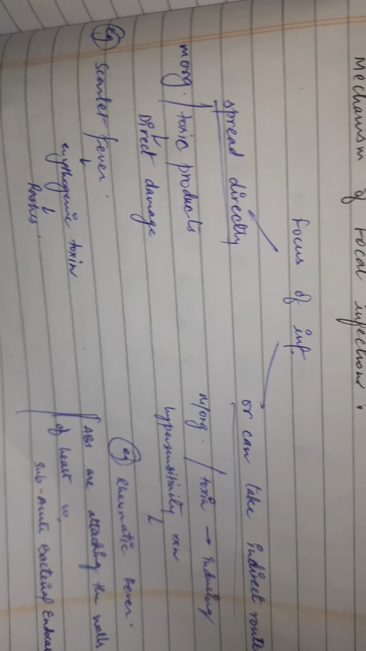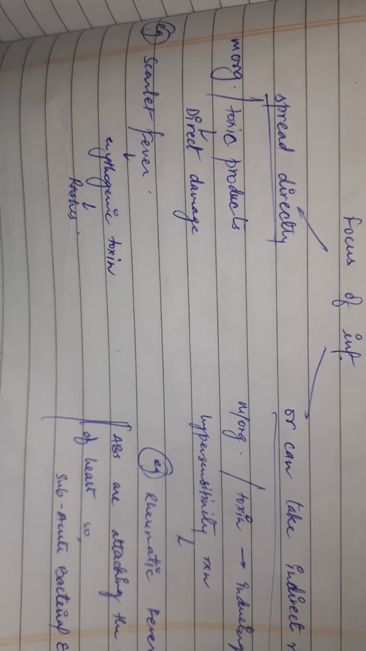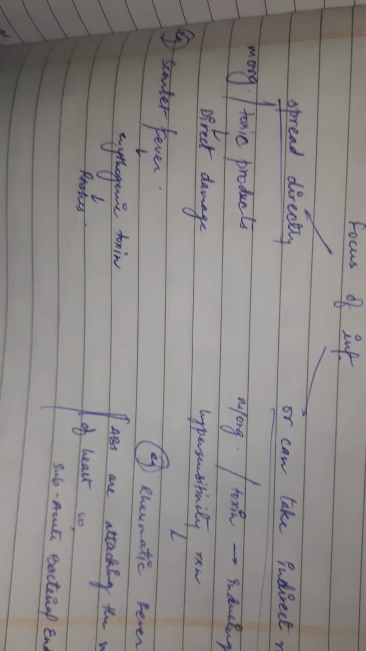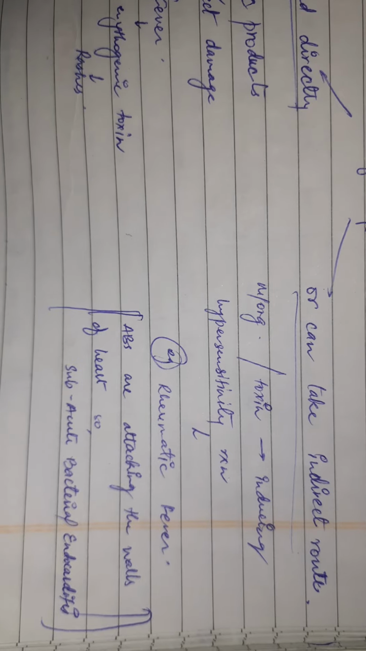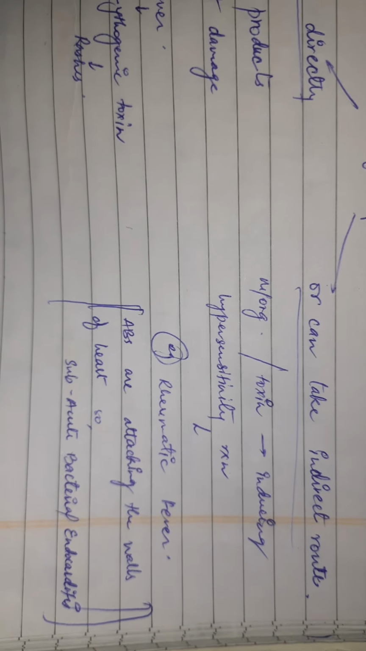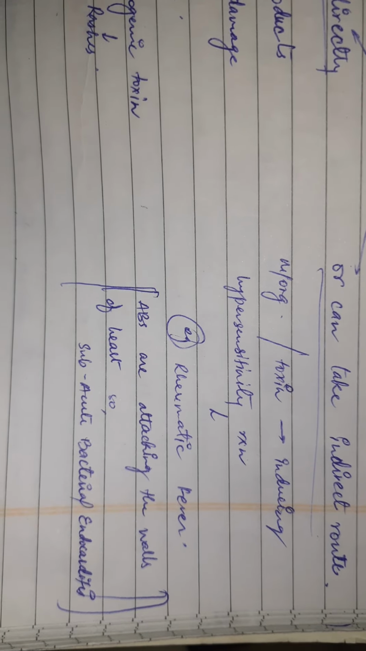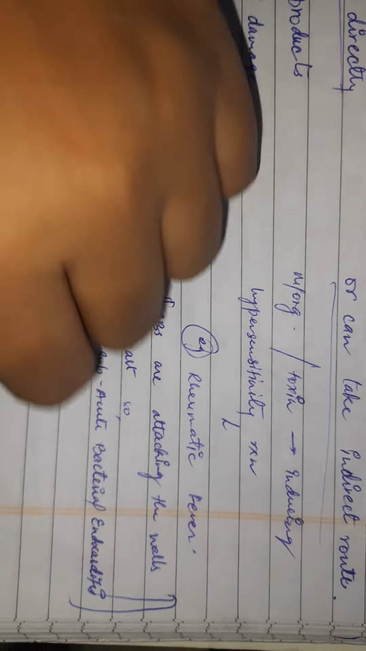Spread directly: microorganism, toxic product, direct damage. Examples: scarlet fever, erythrogenic toxin, rashes, etc. Indirect route: microorganism, toxic product inducing a hypersensitivity reaction, as in rheumatic fever, where antibiotics are attacking the wall of the heart, so subacute bacterial endocarditis.